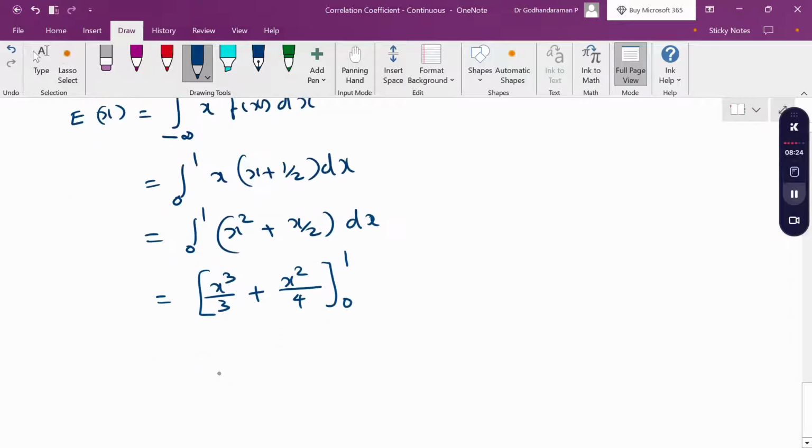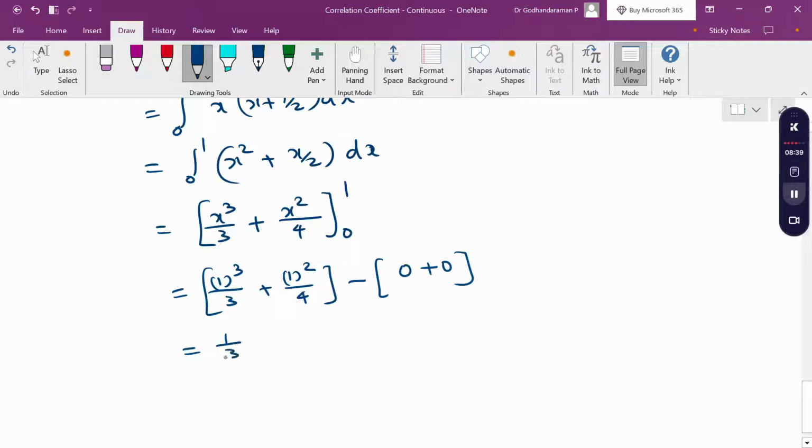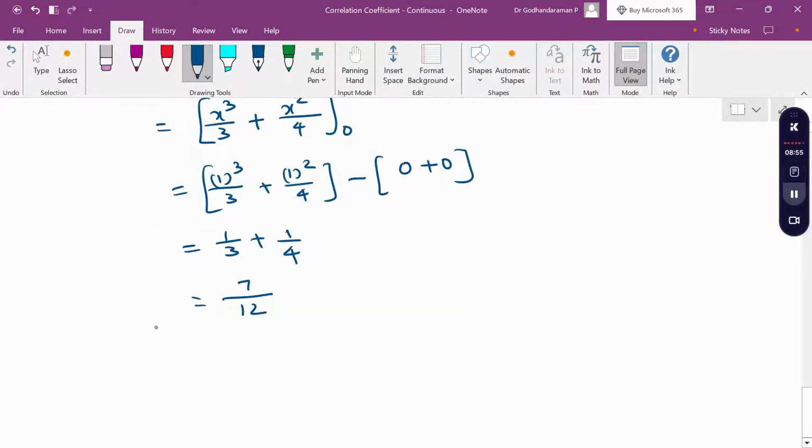So substitute upper limit minus of lower limit, 1 cube by 3, 1 square by 4 upper limit, minus of lower limit 0 plus 0. This is 1 by 3, 1 by 4. So when I am taking this LCM, 12 is LCM. So 4 cross multiply 4, then 3, 7 by 12. Or write in decimal form. This is the value of expectation of x.